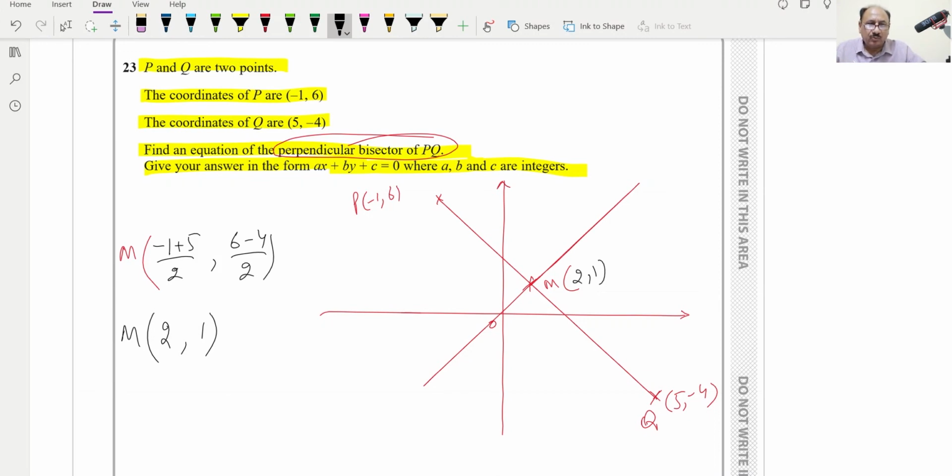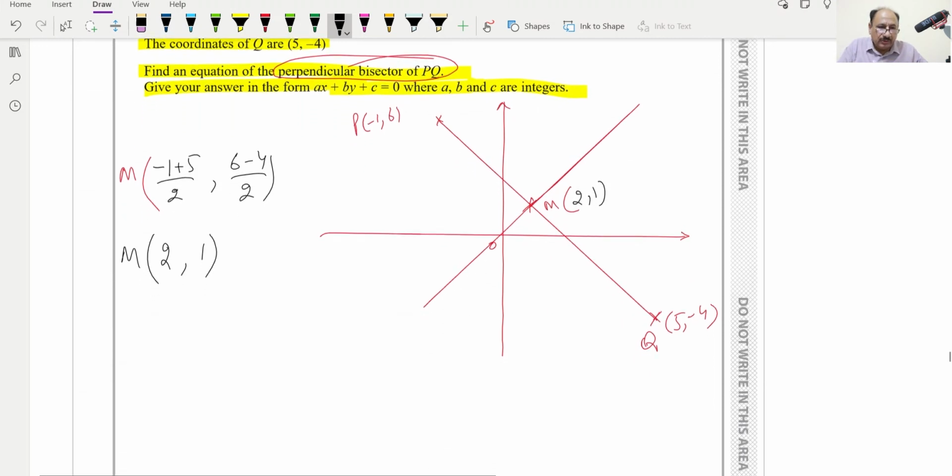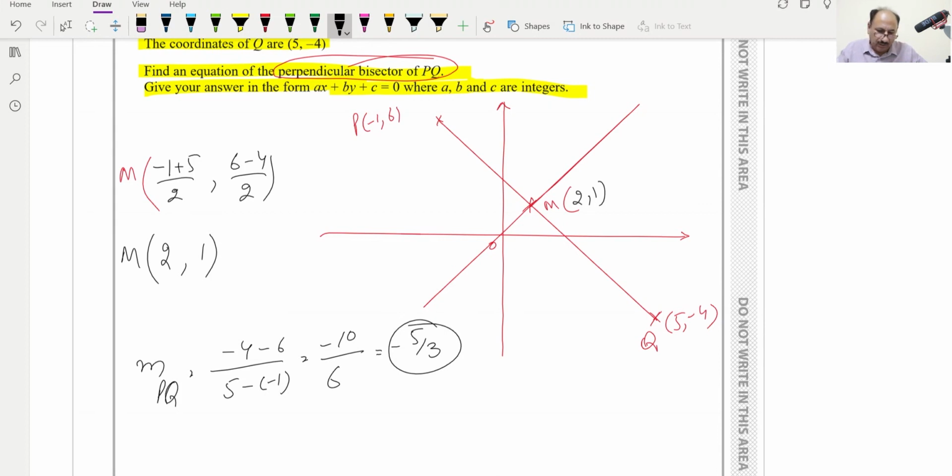Now we have coordinates of M. We can find the gradient of PQ. So gradient m of PQ will be equal to y2 minus y1 over x2 minus x1. So minus 4 minus 6 over 5 minus minus 1, which will be equal to minus 10 over 6, which is equal to minus 5 by 3. So this is the gradient of PQ line. Now we can write the gradient of the perpendicular. Gradient of the perpendicular will be reciprocal and change sign, so 3 by 5.